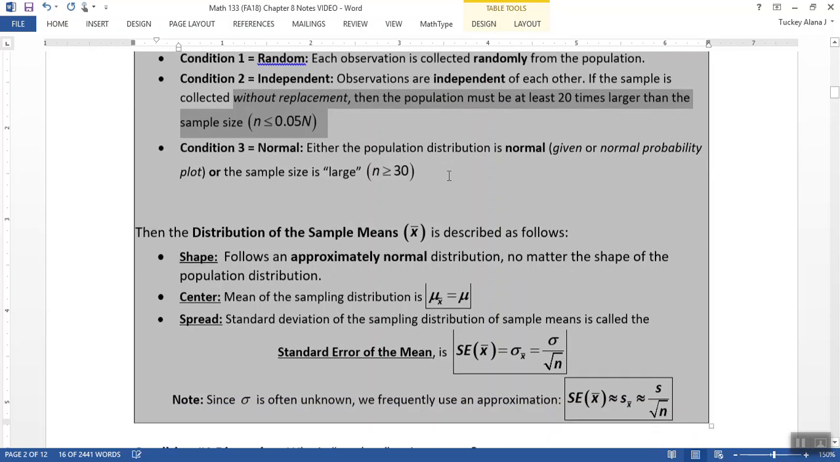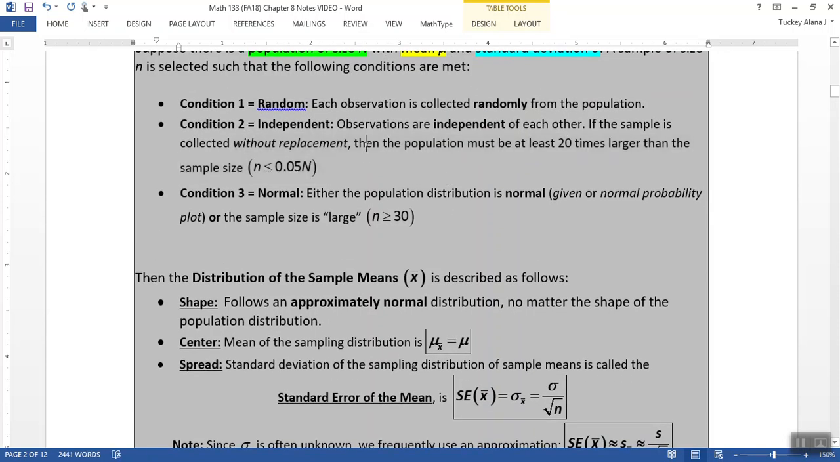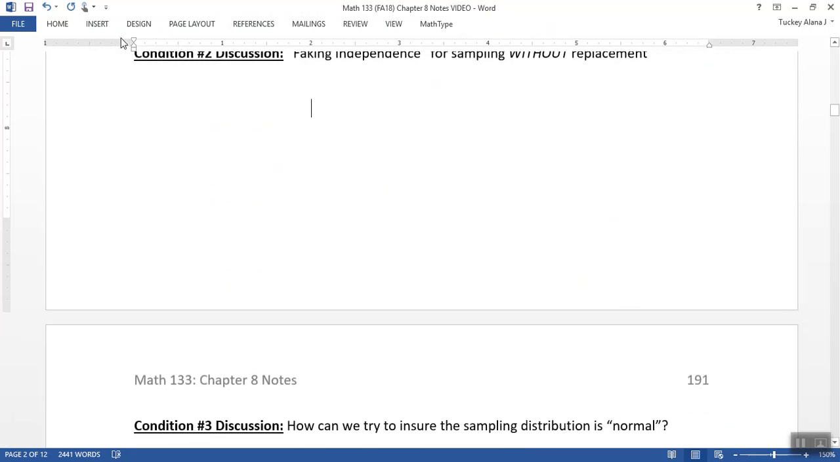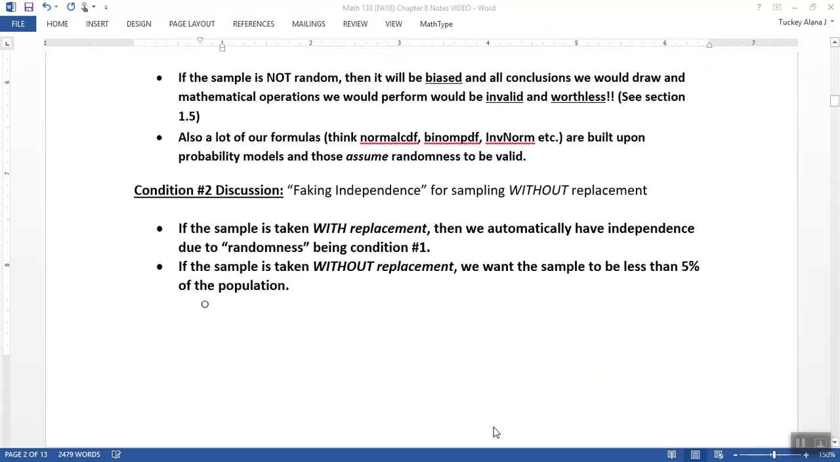There's a couple things going on. One, if the sample is taken with replacement, then you automatically have independence. Think of all the things we did in chapters 5 and 6 that were with replacement, like dice and coins. Every time you pick it up, all the numbers are back in play, or both heads and tails are possible when you pick up a coin. That's with replacement, so you don't have to worry about that.